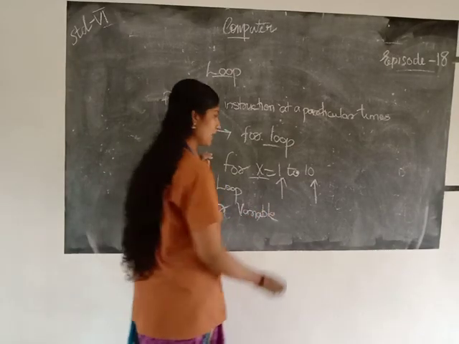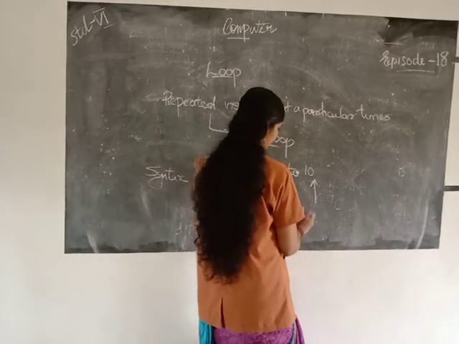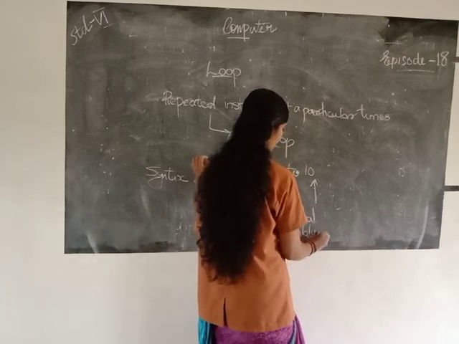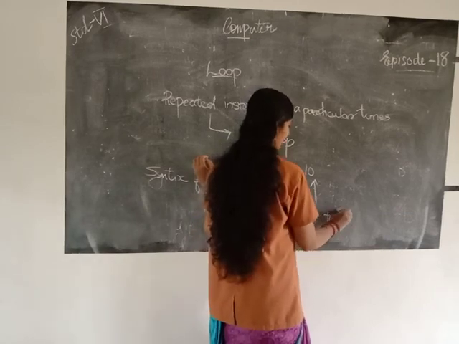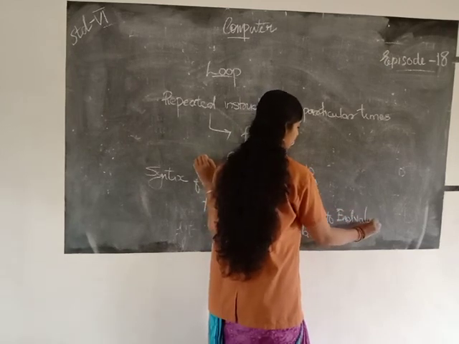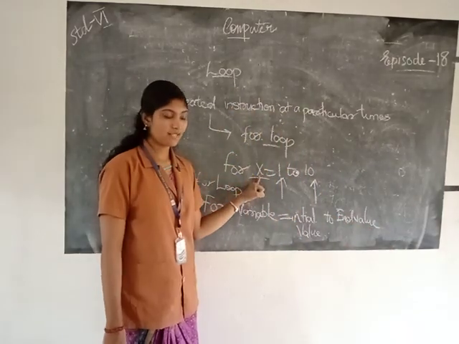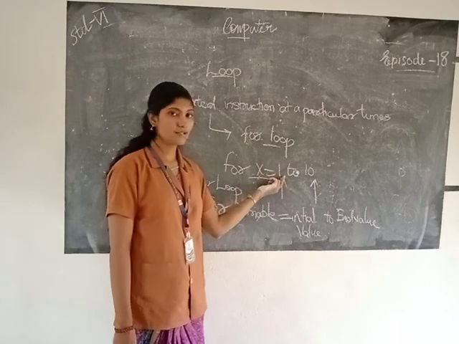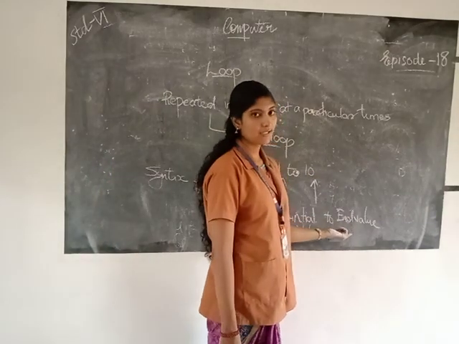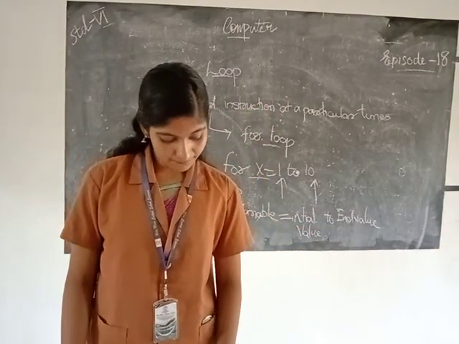Then next, for variable equal to initial value to end value. Here the variable is x, the initial value is equal to 1, and 2 is the word. Then the final value is equal to 10.